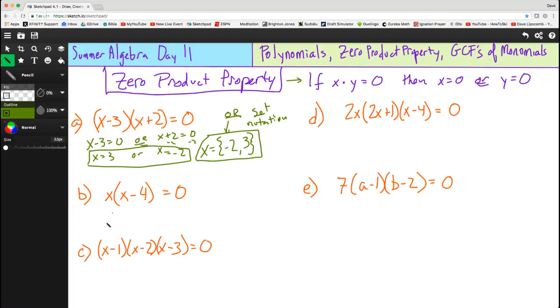All right, let's just keep going. So this is two things multiplied together. This first thing, x equals 0 or x minus 4 equals 0. So this is x equals 4 or x is 0. So we write this like this.